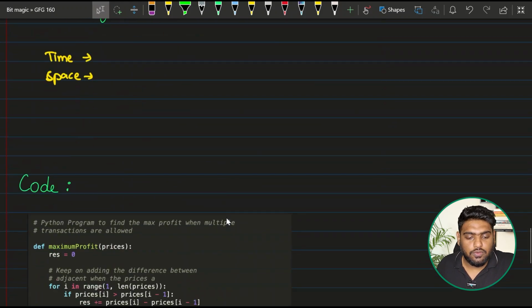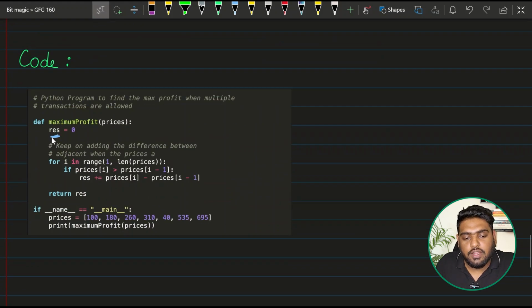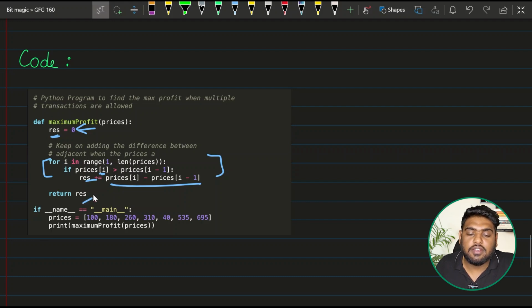Okay, so let's see the code for it. The code is here. We have result to keep track of the profit, initialized with 0. I'm going through each and every element of my array. I'm checking whether the price I'm on is bigger than the previous one. If it is bigger than the previous one, then I book the profit in the result. I do this till the end of the array. Once I've completely iterated through the array, I can return the result, which will contain my profit.